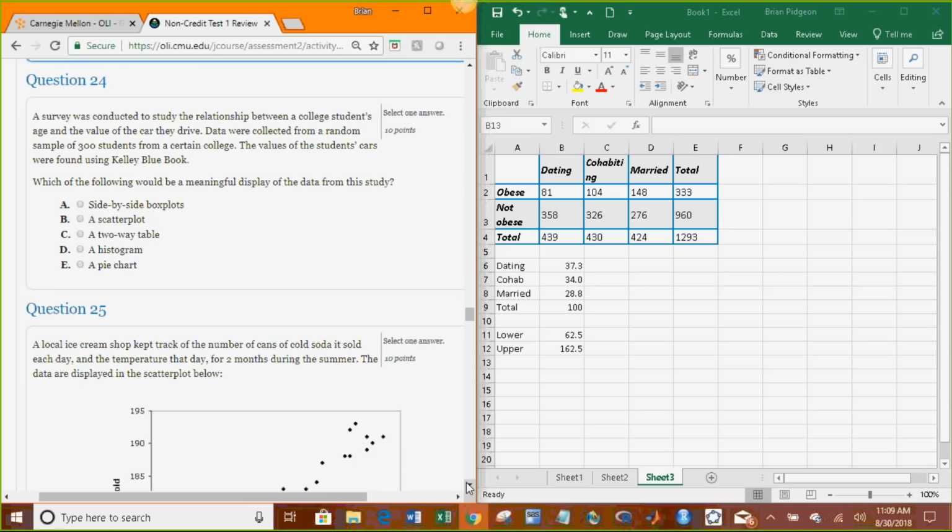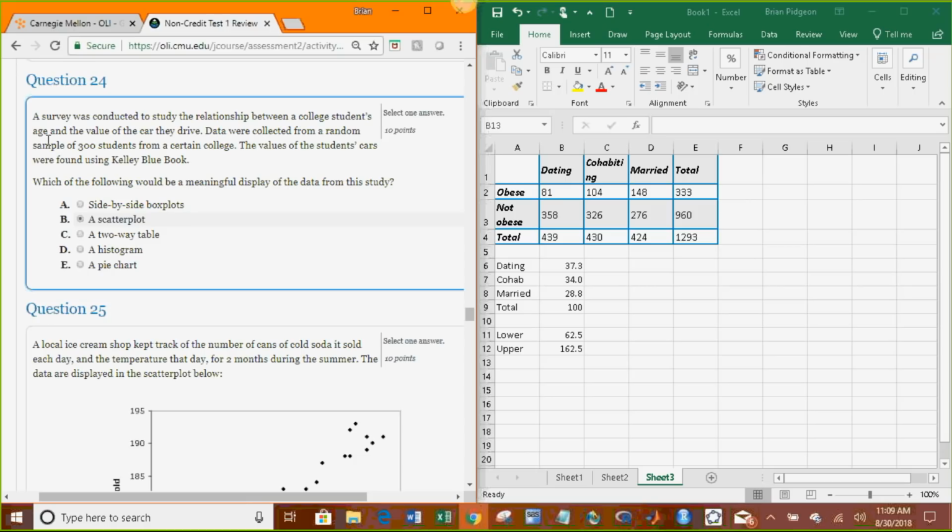Okay, a survey was conducted to study the relationship between a college student's age and the value of the car they drive. Data were collected from a random sample of 300 students from a certain college. The values of the students' cars were found using Kelley Blue Book. Which of the following would be meaningful to study the data on the study? Well, we're looking to see a relationship between the age and the value of the car. So a side-by-side box plot wouldn't be helpful. I would say it's going to be a scatter plot. We can make a graph of the age of the car and the value. So your explanatory variable would be age. That means the variable on your x-axis. And your response variable would be the value of the car, or the y variable.